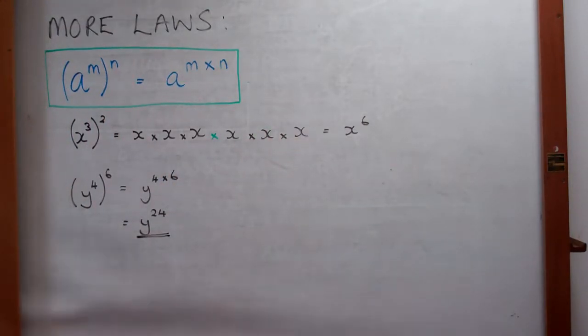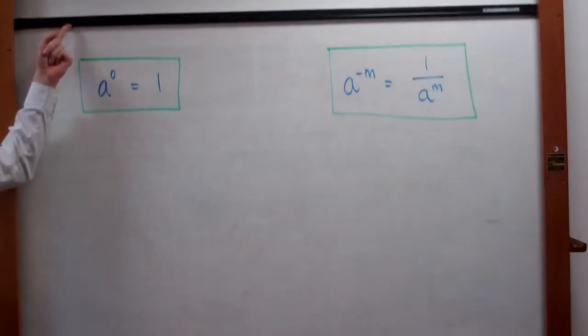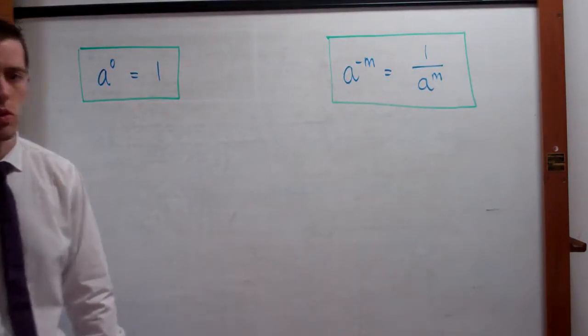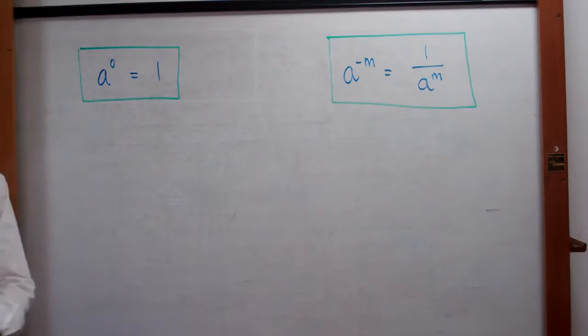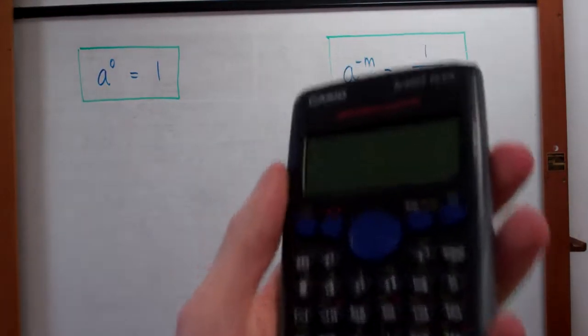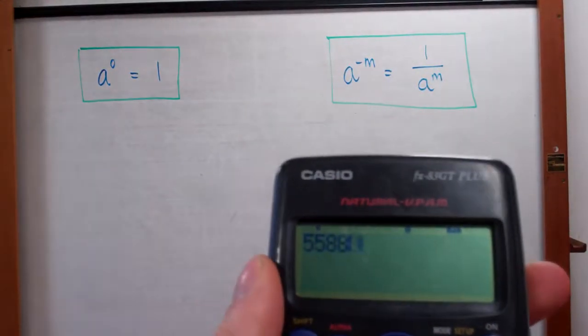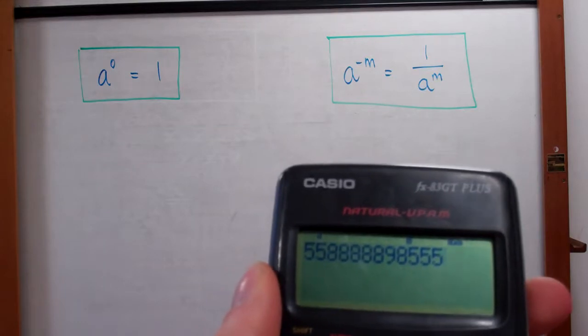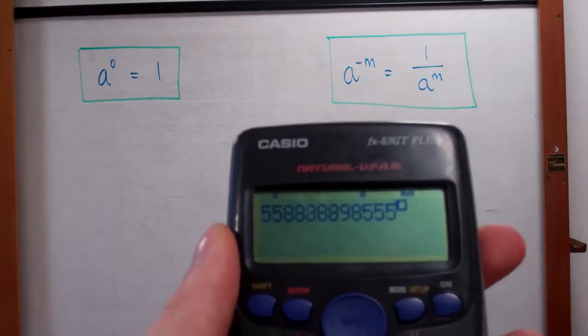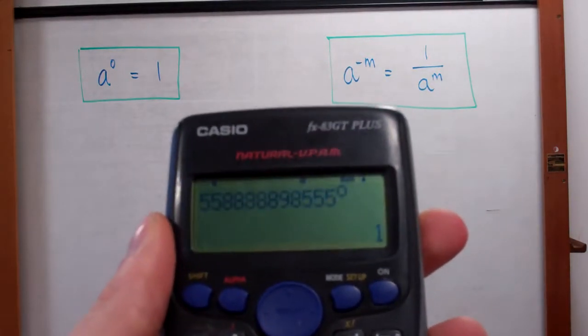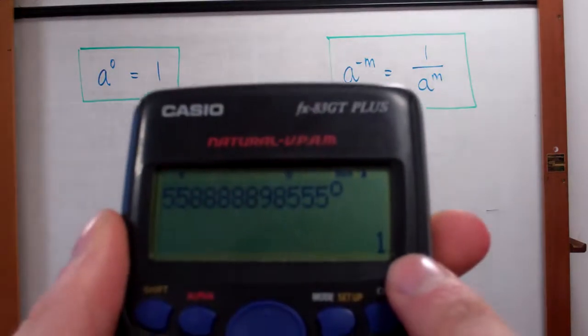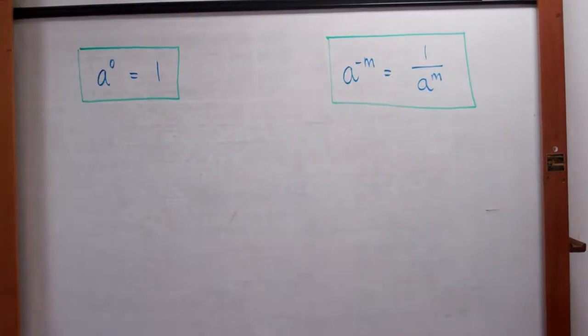Right, moving on. Any number to the power 0 is equal to 1. Okay, so if you take your calculator, right? Let's try this. I'm going to switch it on. I'm going to put in any random number, and then we're going to raise that to the power 0. We get 1. Okay, so how does this work?